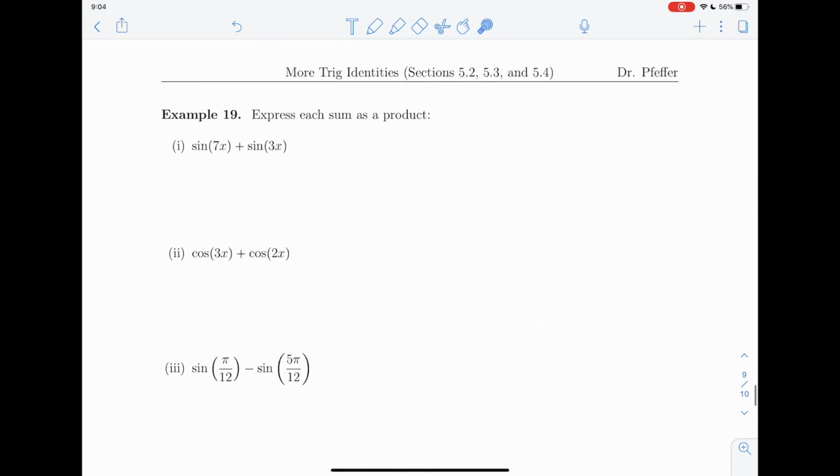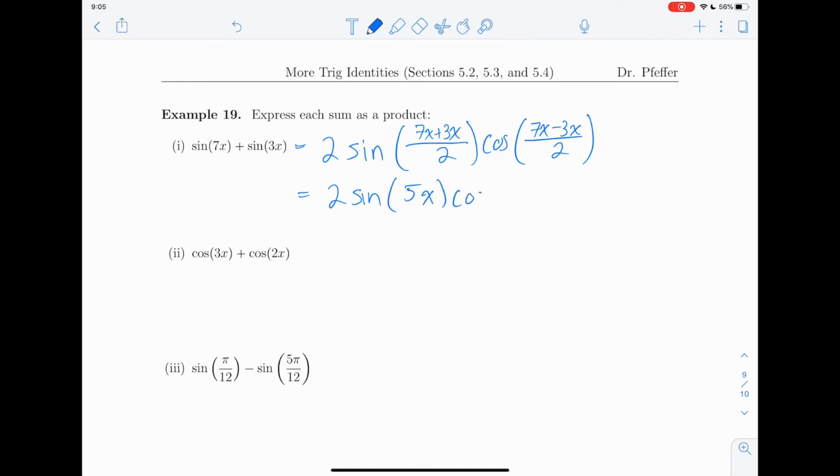For example, we could write sine of 7x plus sine of 3x. This can easily get rewritten as 2 times the product now of sine of their sum over 2 times cosine of their difference over 2, which you can simplify into 2 times the sine of 7 plus 3 is 10 over 2 is 5x times the cosine of 7 minus 3 is 4 over 2 is 2x.